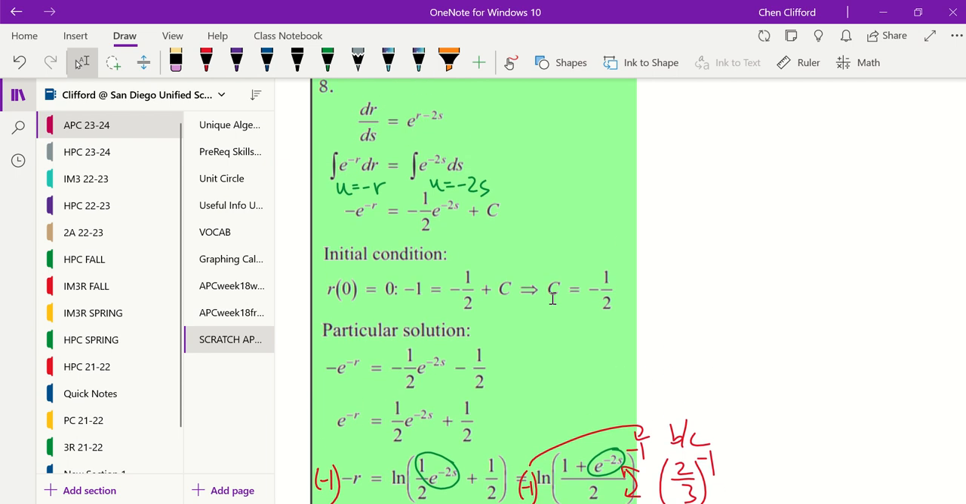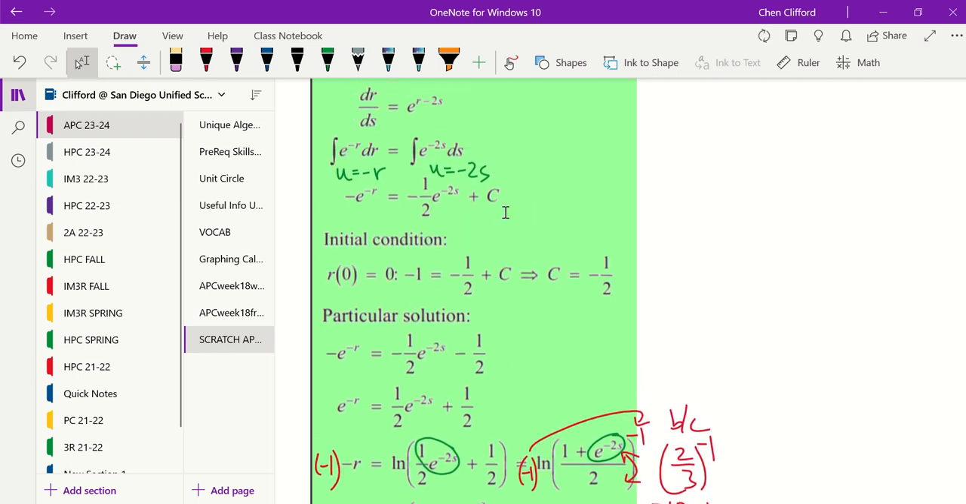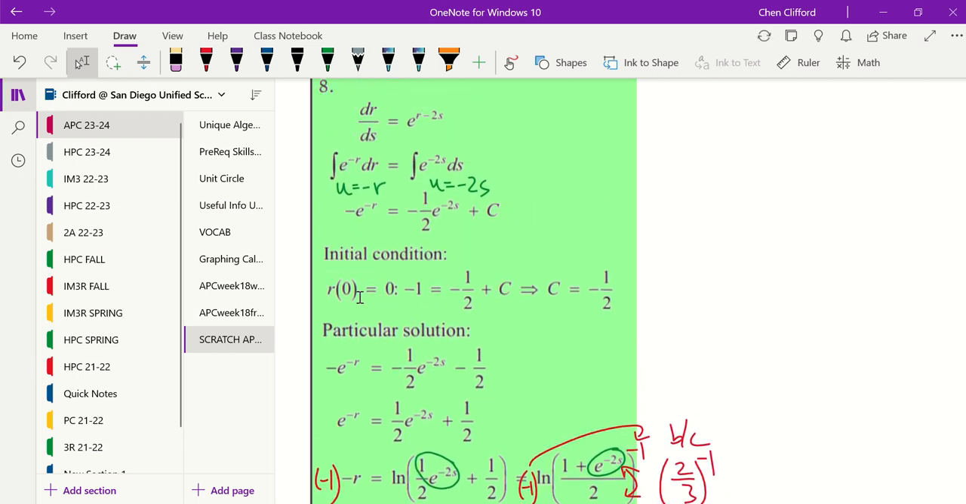Let's scroll down to number 8. Number 8 should be pretty easy. They multiplied both sides by ds, took the antiderivative, did some u substitutions. You're going to get c sub 1 here, c sub 2 there, subtract c sub 1 from both sides, it just becomes a big fat c. Now let's plug in 0, 1. Excuse me, 0, 0, I believe. So yeah, 0, 0.